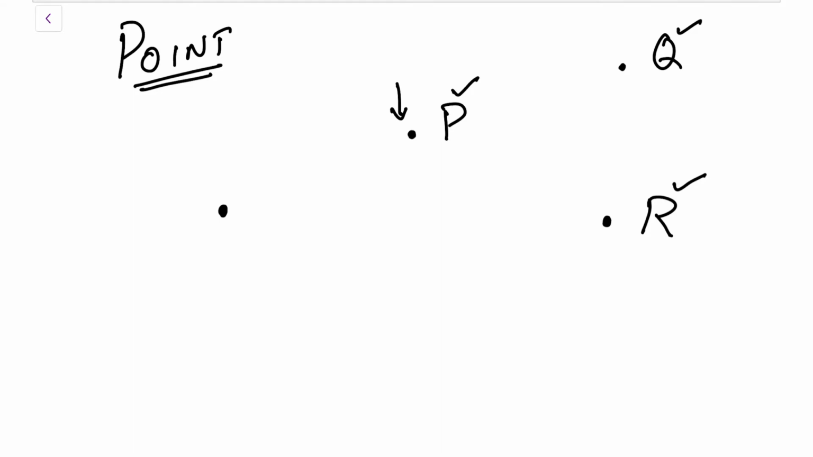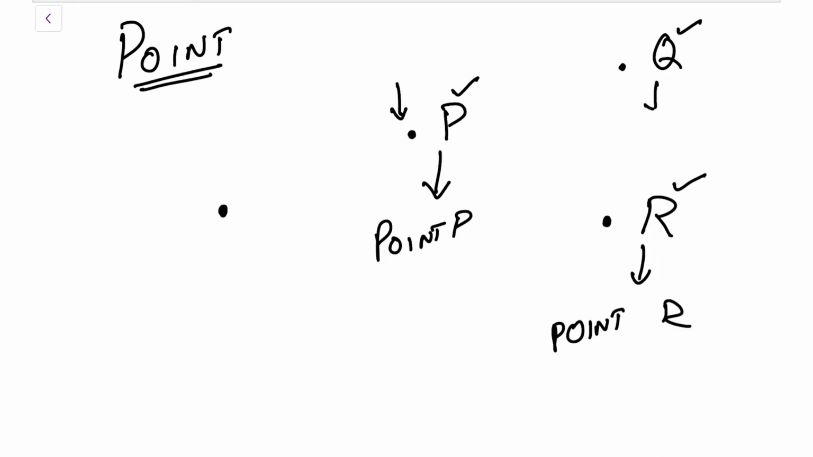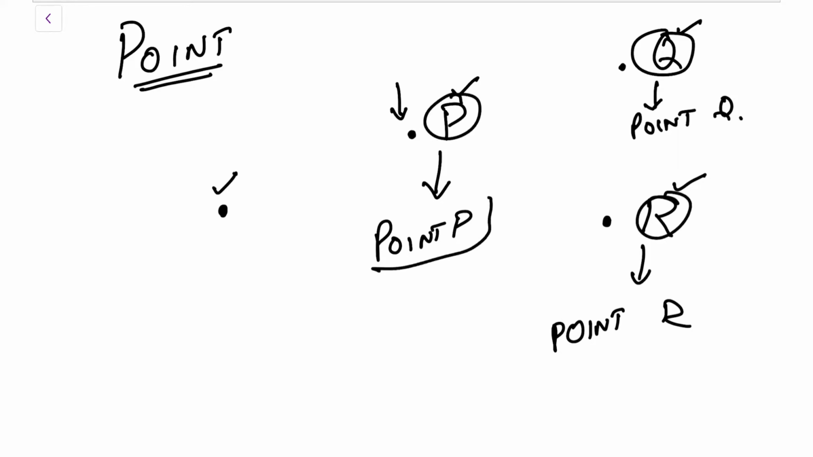Alright? So, this is read as point P. And this is read as point R. And this is read as point Q. So, it's just a mark of position. It is represented by a dot. It is named with a single capital letter and it has no length or breadth, and it is read as point P or point R or point Q.